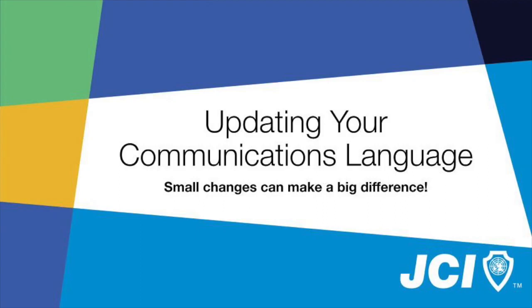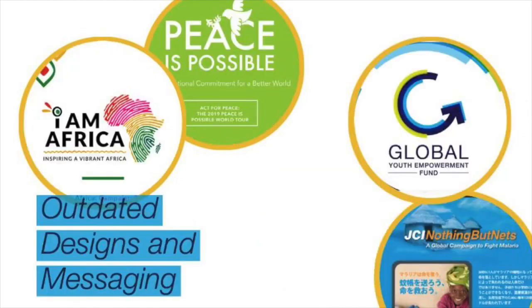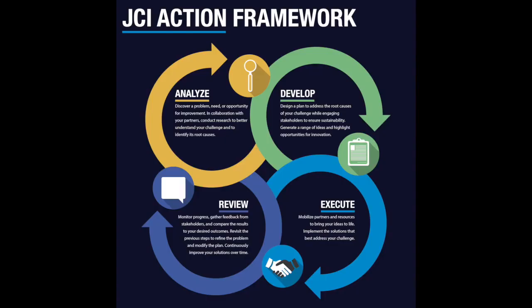First thing we're going to talk about today is how you can update your communication language to fit JCI's current messaging. This means making sure that when you're speaking for your organization on behalf of JCI, you're using the most up-to-date terminology. This can be challenging because things do change quickly. For example, you may remember the JCI Active Citizen Framework. Well, it was updated this past year to better represent JCI's vision and mission, and now it's called the JAF, or the JCI Action Framework. We'll have a lot more guidance on this resource coming soon.